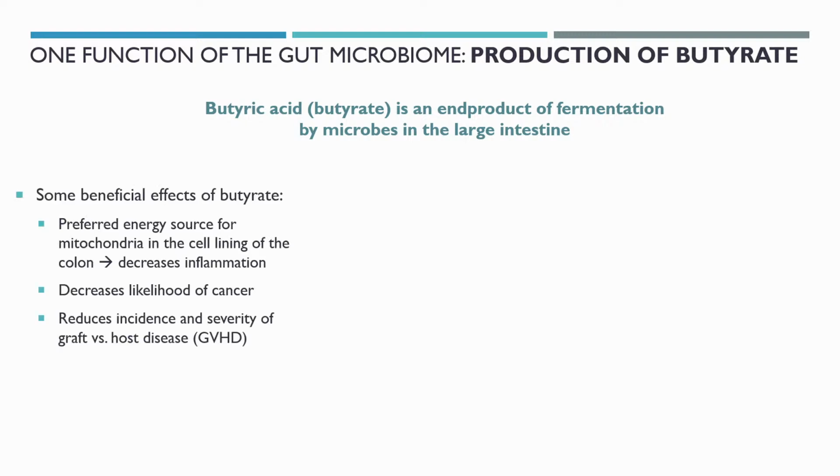There are some beneficial effects of butyrate. It's the preferred energy source for mitochondria in the cell lining in the colon. It helps decrease inflammation, decreases the likelihood of cancer, and reduces incidence and severity of graft versus host disease. That's basically when your body starts to attack itself, it recognizes self as foreign, and it's an autoimmune disease. So butyrate has a lot of good function.